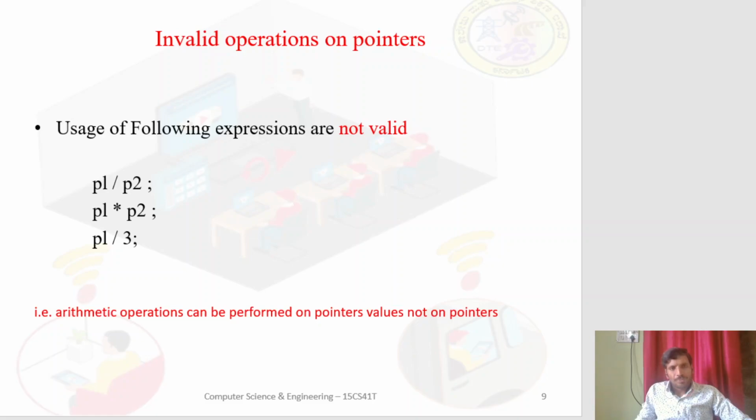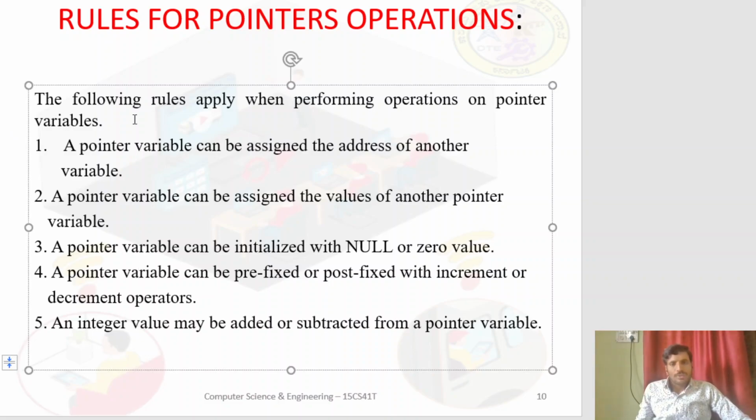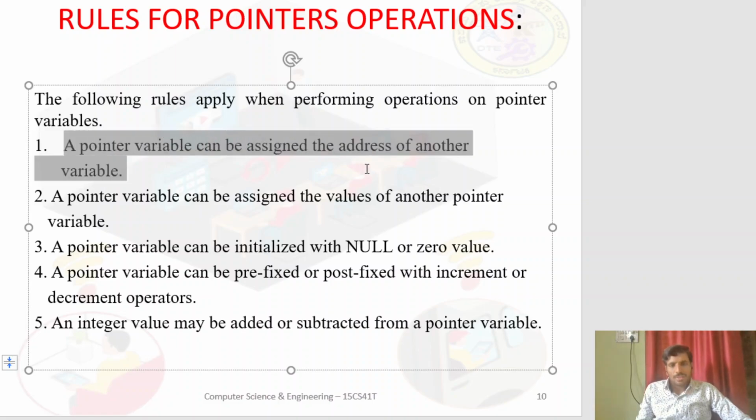These are the invalid operations on pointers. Let us understand some rules which are important on pointer operations. The following rules apply when performing operations on pointers. A pointer variable can be assigned the address of another variable.